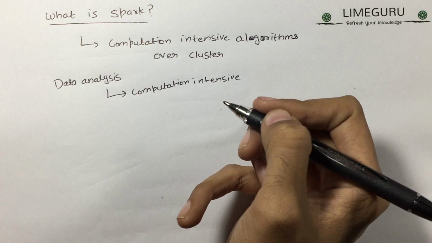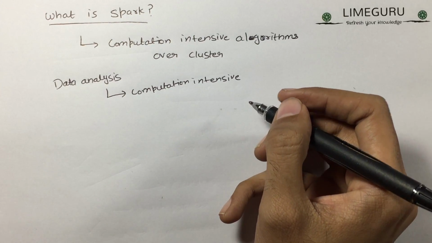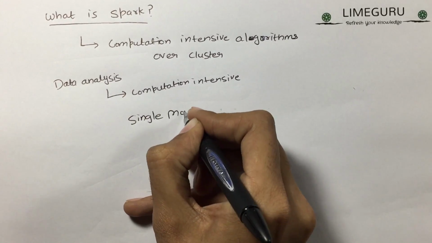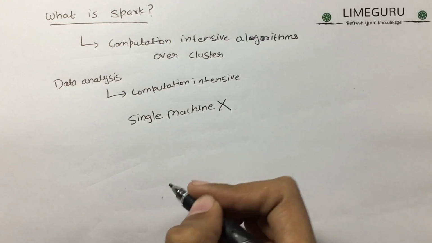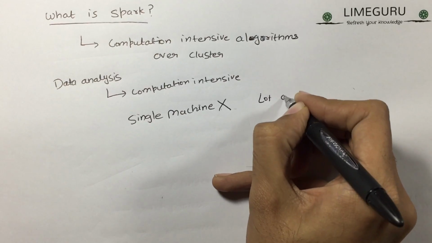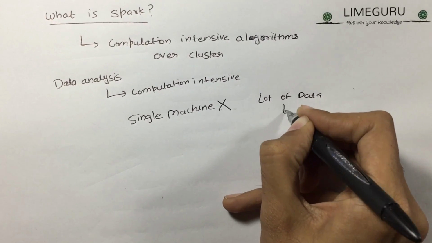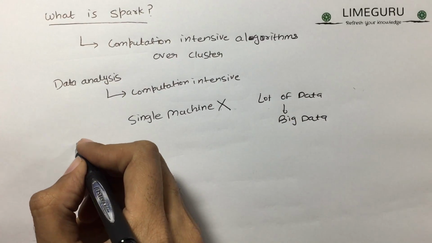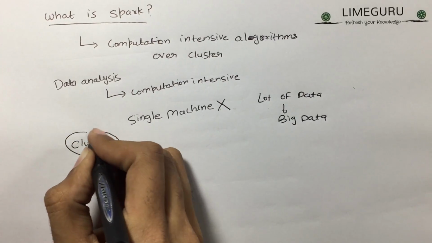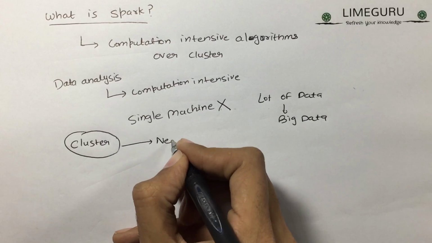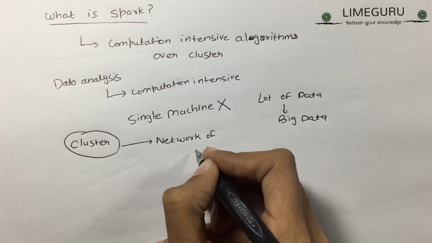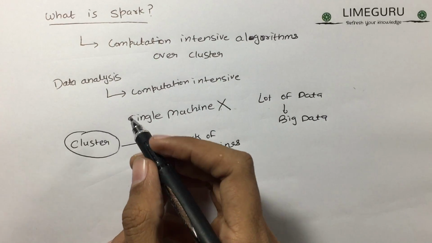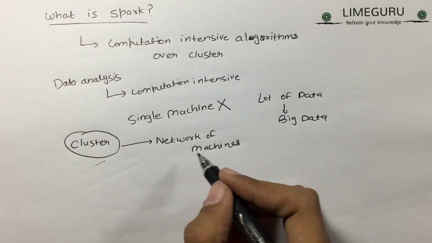You must already be aware that computation intensive analysis cannot be done on a single machine. You can't do data analysis on top of a lot of data, which we say big data. You can't analyze big data on a single machine. You need a cluster. What do I mean by cluster? Cluster is a network of machines. You need a lot of machines to do your data analysis job on the cluster.